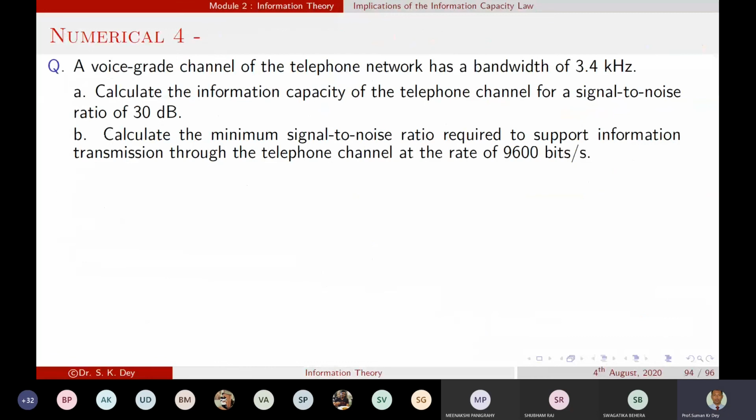Okay, so this is the question, how to solve it. Try to solve it. It is a simple example, and I already told you the expression. A voice grade channel of the telephony network has a bandwidth of 3.4 kilohertz. Calculate the information capacity of the telephony channel for a signal to noise ratio of 30 dB. Okay, so how to calculate? What information do we have?